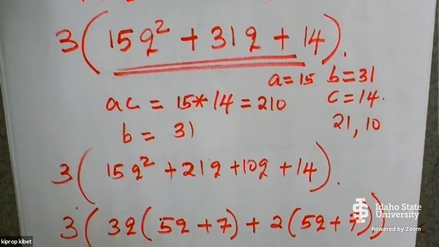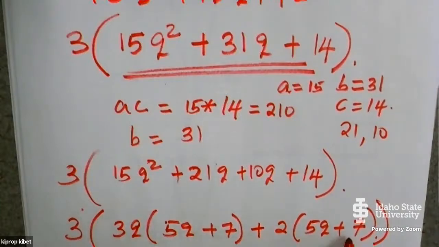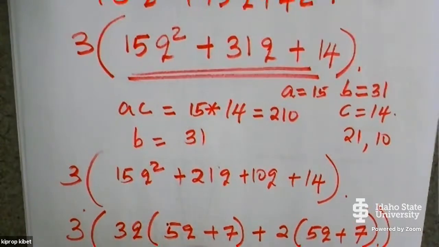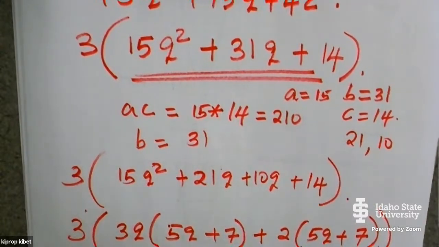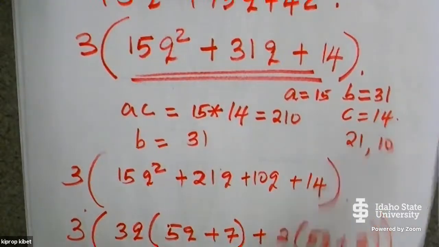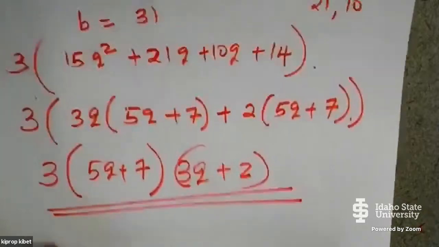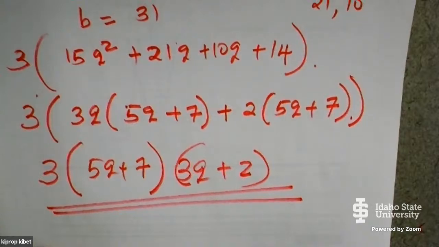So 3 is still outside. So our greatest common factor here is what? 5Q plus what? 7. Plus 7. And then what remains is what? 3Q plus 2. That is our answer. That clear? So easy, right?